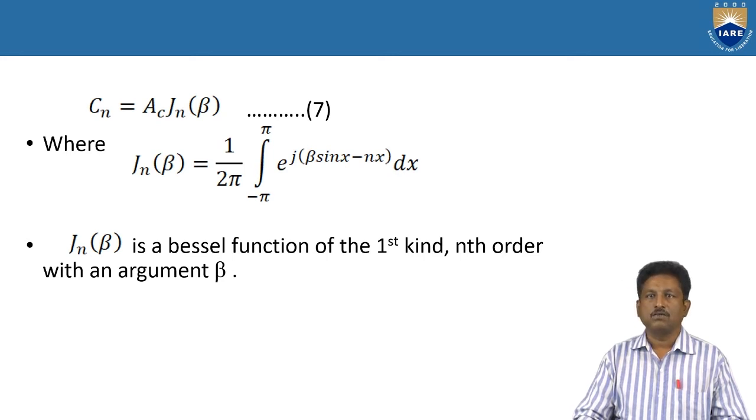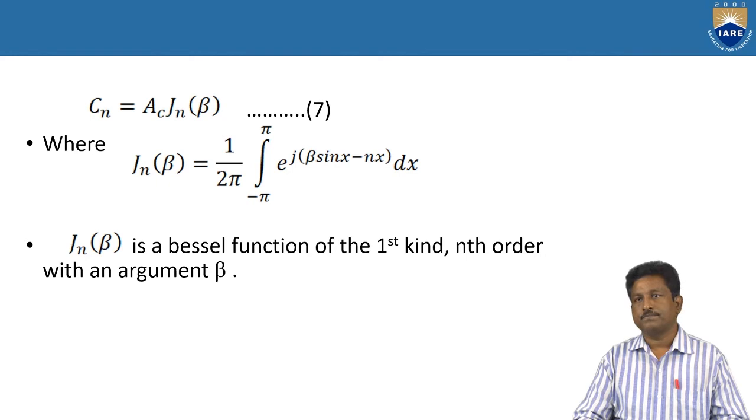Jn of beta equals 1 by 2 pi times the integral from minus pi to pi of e power j beta sin x minus nx dx, where Jn of beta is the Bessel function of the first kind, nth order, with the argument of beta. Based on the value of beta, there are several types of Bessel functions. Here, for wideband frequency modulation, we are going to consider the Bessel functions of the first kind.